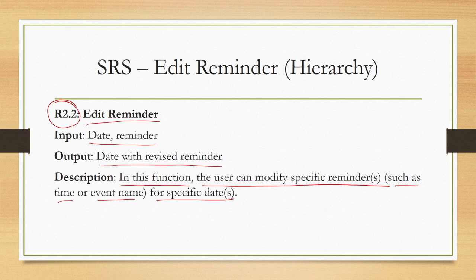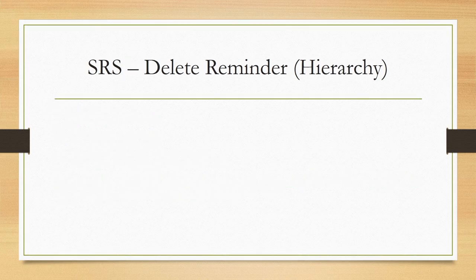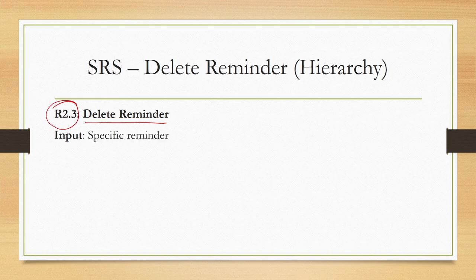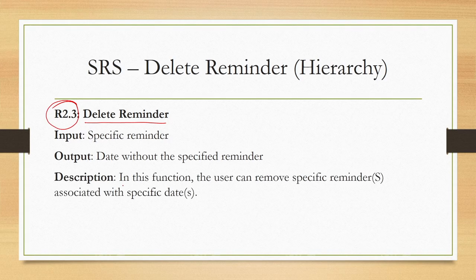So, this is the second sub function under the second top level function. The third sub function is delete reminder. We have given it a label R2.3 for the same reason that we have mentioned earlier. Here input is specific reminder, output is date without the specific reminder, and description says in this function the user can remove specific reminders associated with specific dates. So, that is the description for this third sub function of the second top level function.